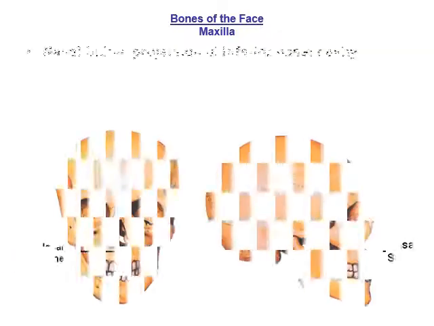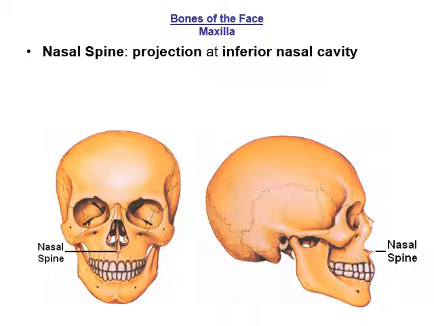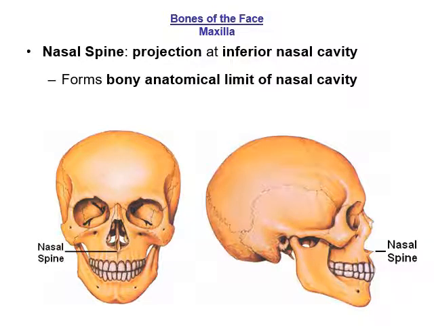An important part of the maxilla is the nasal spine. That's that little protruding part. You can feel it if you press your finger up the bottom of your nose. That's technically you're pressing on the nasal spine. And that's at the inferior portion of the nasal cavity. It's where the maxillae articulate with each other. And that forms the bony anatomical limit of the nasal cavity. So your nose does not go past that nasal spine. If you remember in lab, they always talk about don't cover that nasal spine because that shows you where the bottom portion of the nose should be.